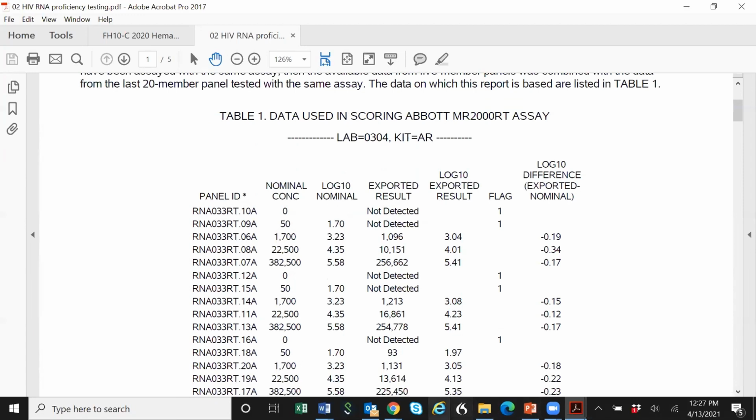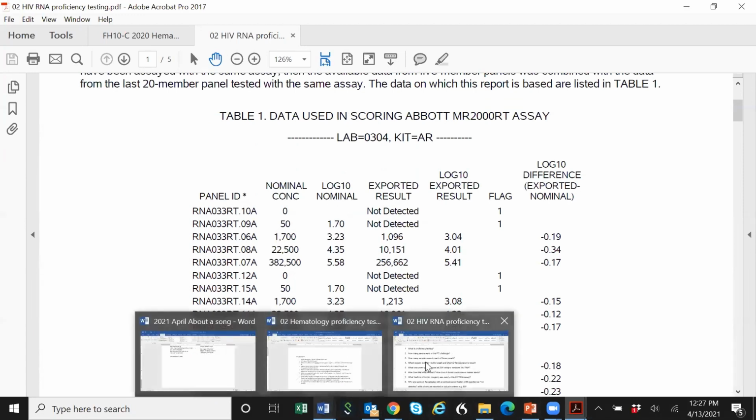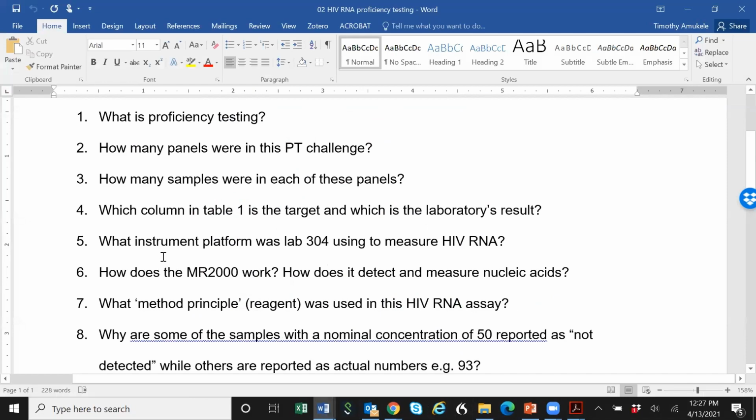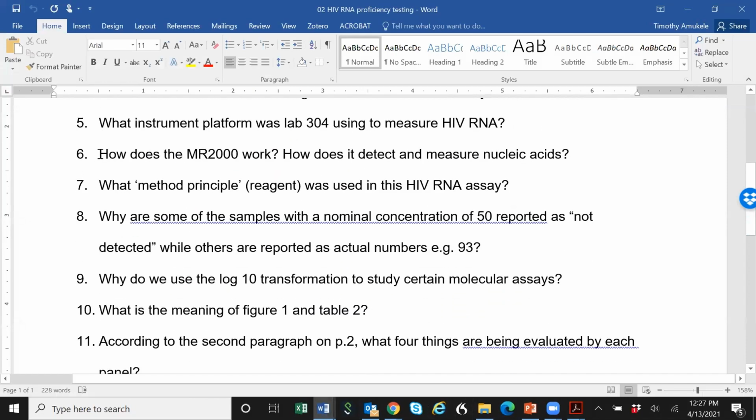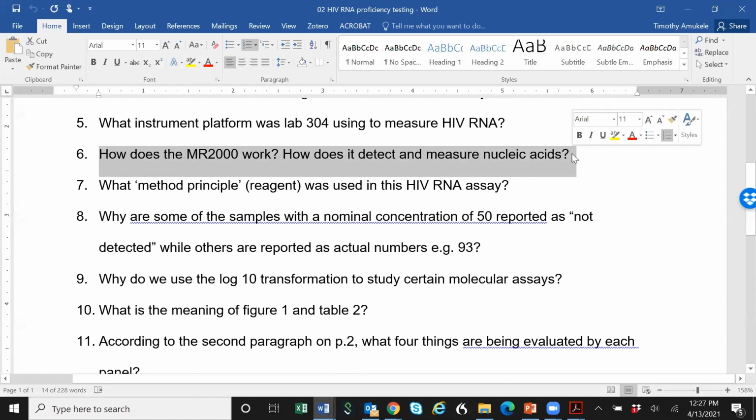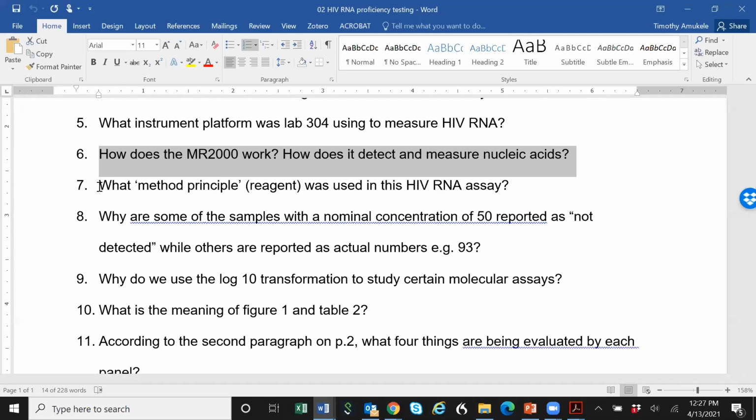And let's see. Let me see here what the next question is. I have here, how does the MR2000 work? How does it detect and measure nucleic acids? That I won't answer, that you can find on Google. But this is something I use for teaching. So those of you on this course who teach either students or residents, feel free to use this for your class. It's a way to teach about EQA, and it's already all set up.